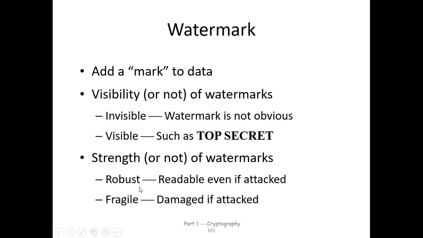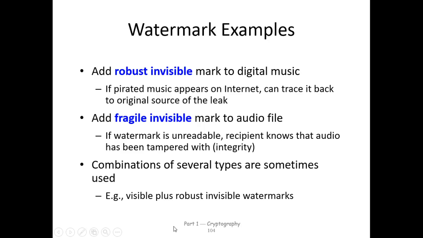Robust is what? Readable even if attacked. Fragile is what? That particular information is totally damaged if it is attacked. So this is something about watermarks. Watermark examples: add a robust invisible mark to digital music. If pirated music appears on the internet, we can trace it back to the original source of the leak. But here you can't add a visible watermark, so you are supposed to go for invisible. Add a fragile invisible mark to an audio file.